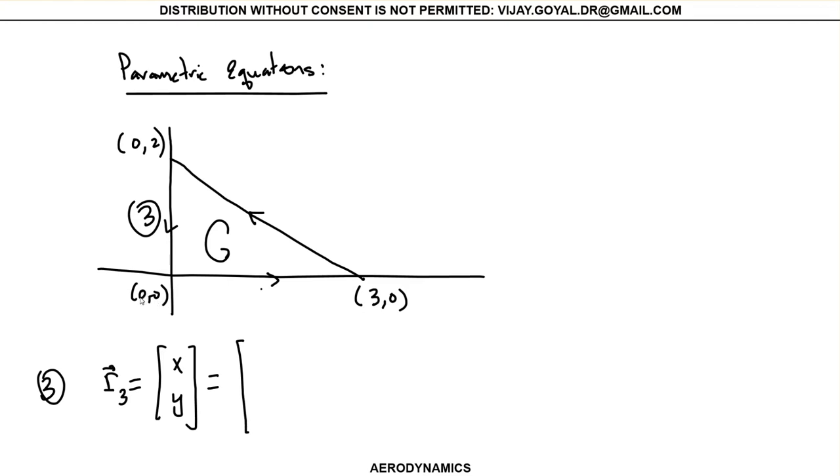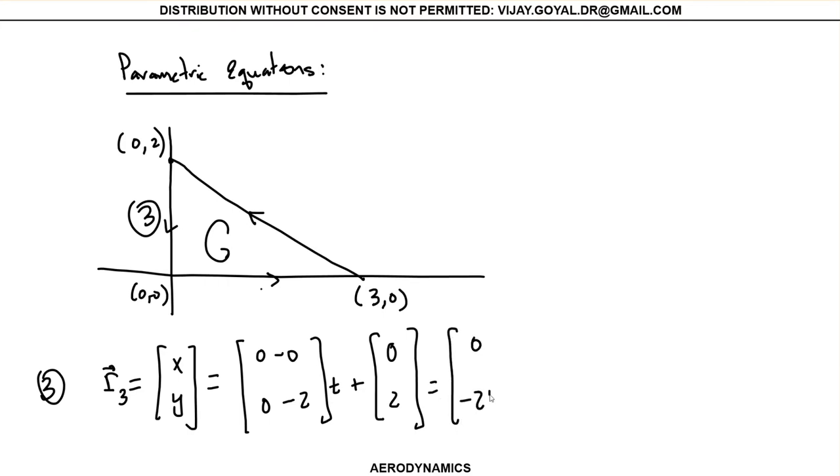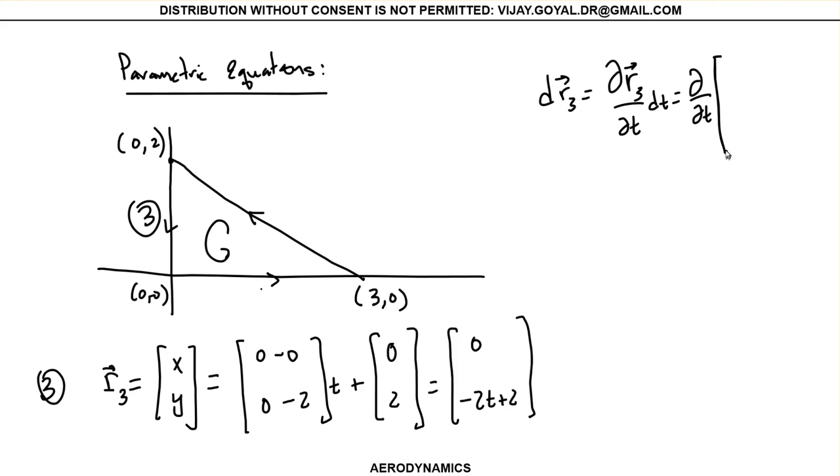Okay, so I go from x2 minus x1, but I'm going in this direction, so 0 minus 0. That's 0 minus 0. This will be 0 minus 2, 0 minus 2 times t plus my initial point, which is this one because your vector is going this direction. So it's 0, 2. And this gives you 0 minus 2t plus 2. Okay. And then if I want dr, that would be partial of r3 with respect to t dt. That gives you 0 minus 2t plus 2 dt. Take the derivative of the first term, this is 0. Derivative with respect to t of the second is minus 2 dt.